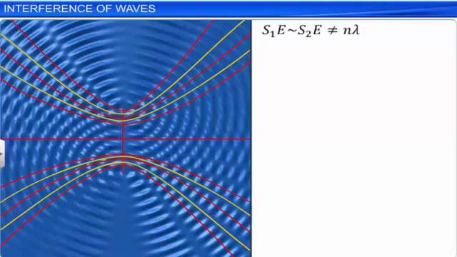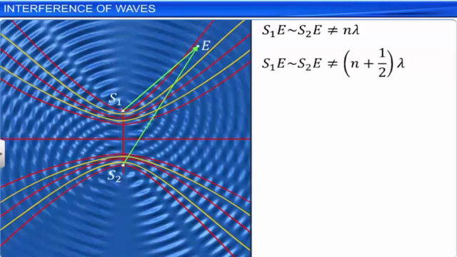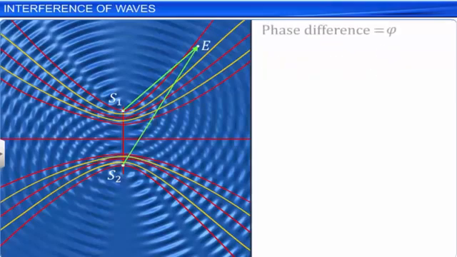Consider an arbitrary point E such that the path difference between S1E and S2E does not satisfy the condition for either constructive interference or destructive interference. Let the phase difference between the displacements caused by the two waves at the point E be phi. At the point E, if the displacement caused by the waves produced at the source S1 is represented by y1 is equal to a cos omega t, then the displacement caused by the waves from S2 will be y2 is equal to a cos (omega t plus phi).